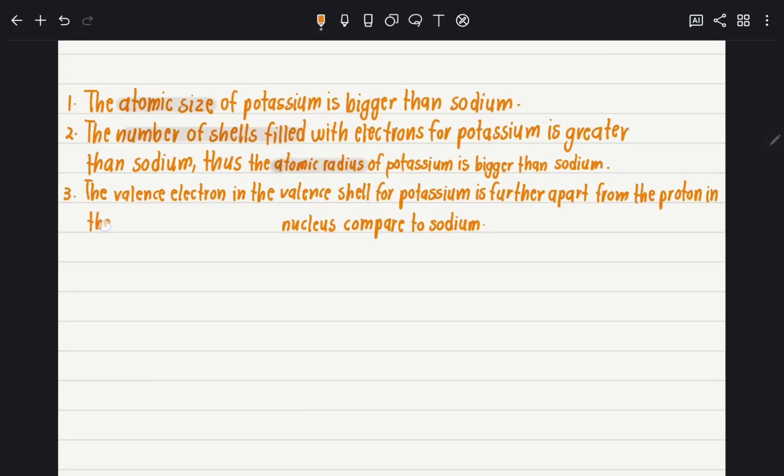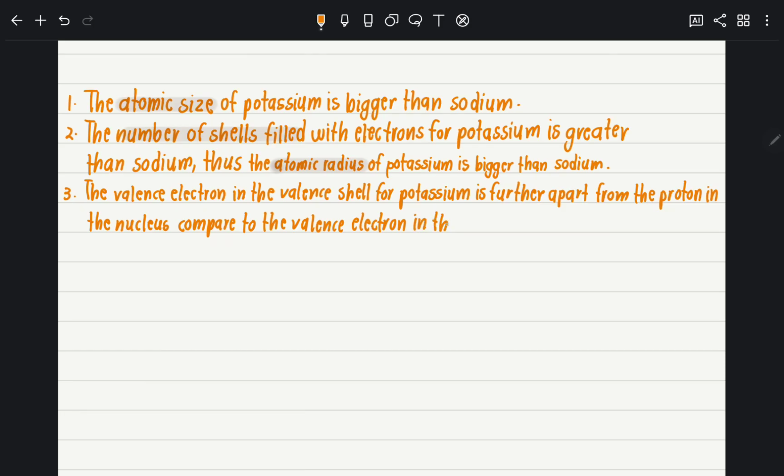In the nucleus compared to sodium. Okay, so this is how your sentence looks like. So baca lagi sekali. The valence electron in the valence shell for potassium is further apart from the proton in the nucleus compared to, sekejap, I bagi lengkap, compare to the valence electron in the valence shell. Terus yang sama juga.